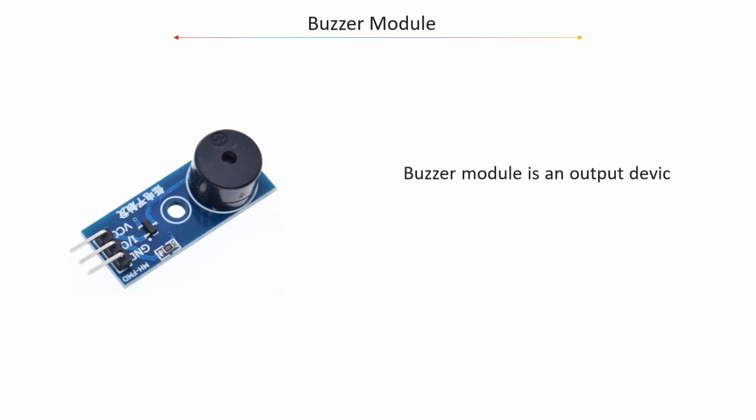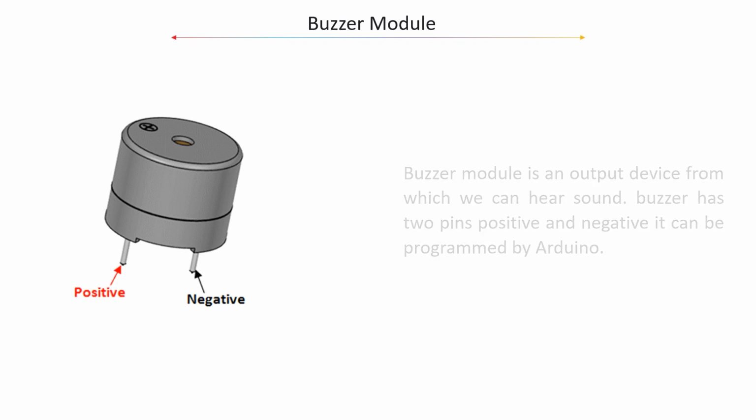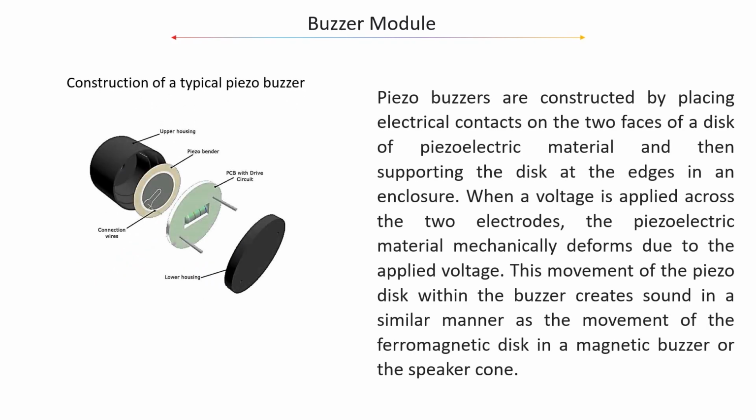Buzzer module. Buzzer module is an output device from which we can hear sounds. A buzzer has 2 pins, positive and negative, and it can be programmed using Arduino. Piezo buzzers are constructed by placing electrical contacts on the 2 faces of a disc of piezoelectric material and then supporting the disc at the edges in an enclosure.